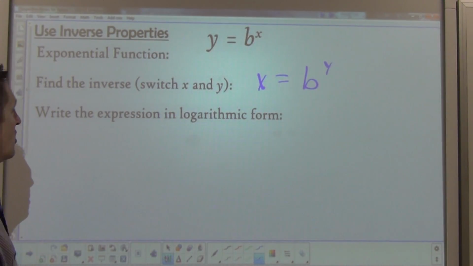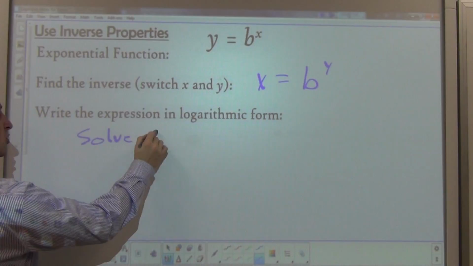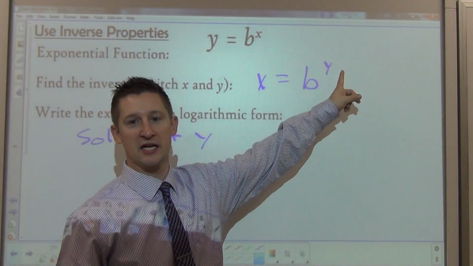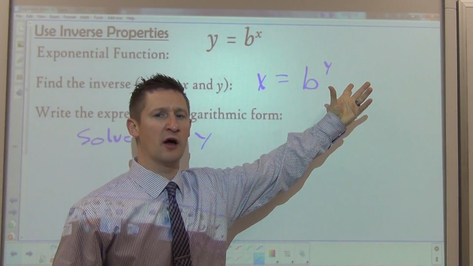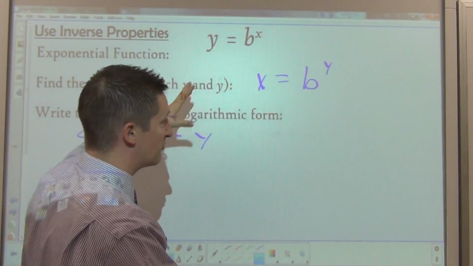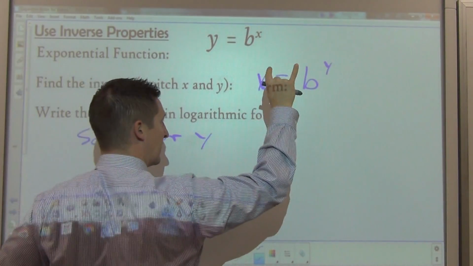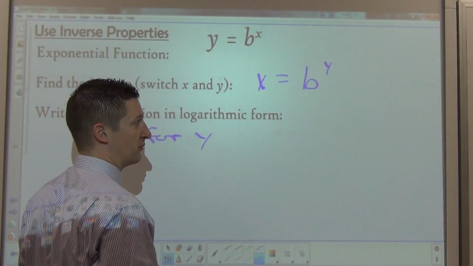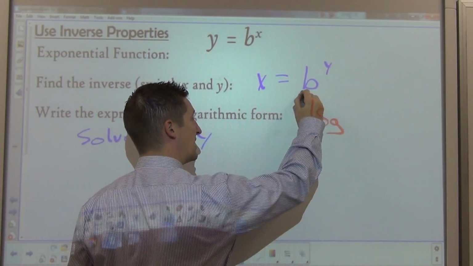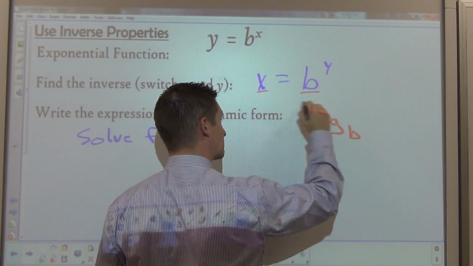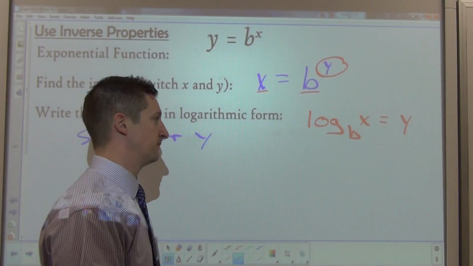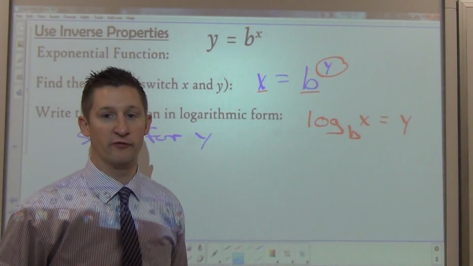Well, then if I wanted to solve for y, which is normally the next step I would take as I find an inverse, I need to get y, an exponent, all by itself. Well, as we figured out, to solve for an exponent, you could use a logarithm. I could rewrite this expression from exponential form to logarithmic form. Meaning, if I were to rewrite this as a logarithm, I have the log base b of x is equal to y, the exponent. So, I've switched x and y, I've solved for y. It's a pretty cool deal.